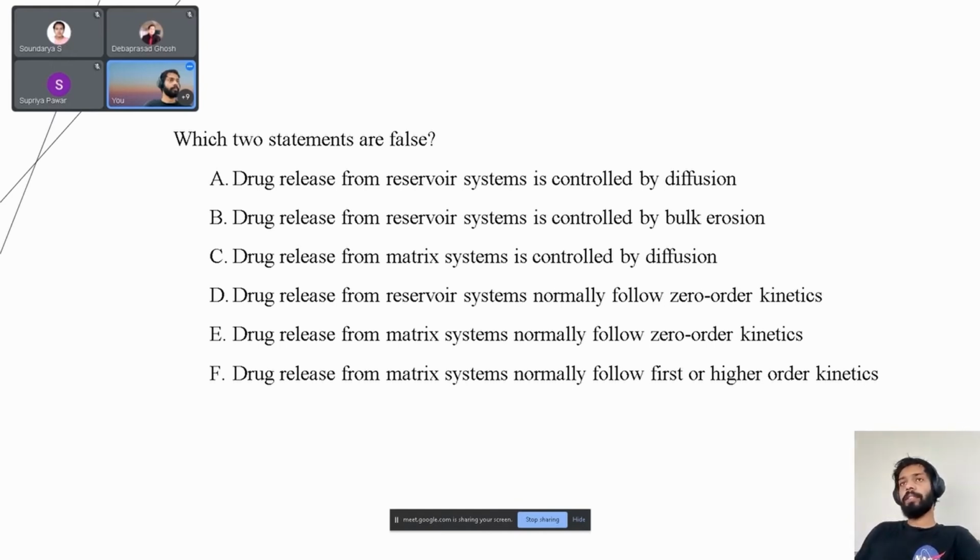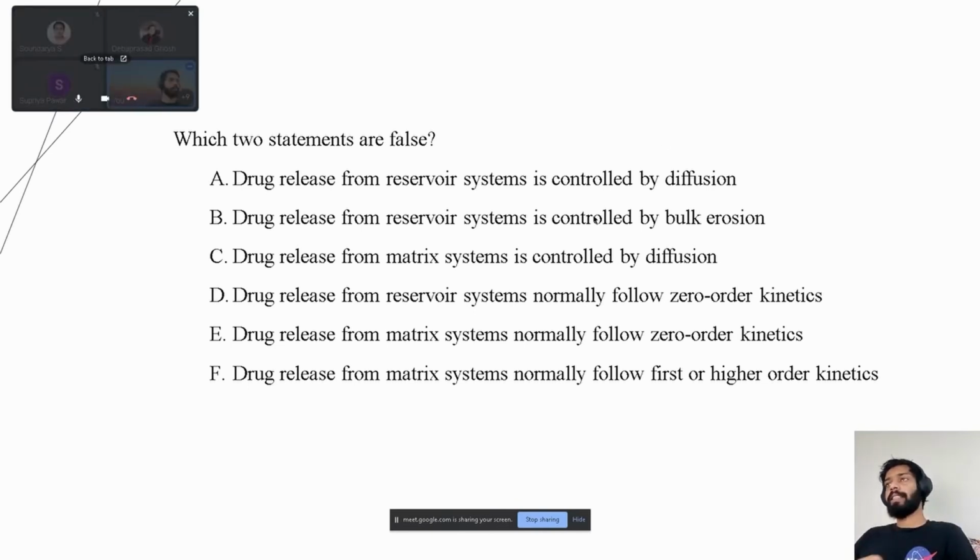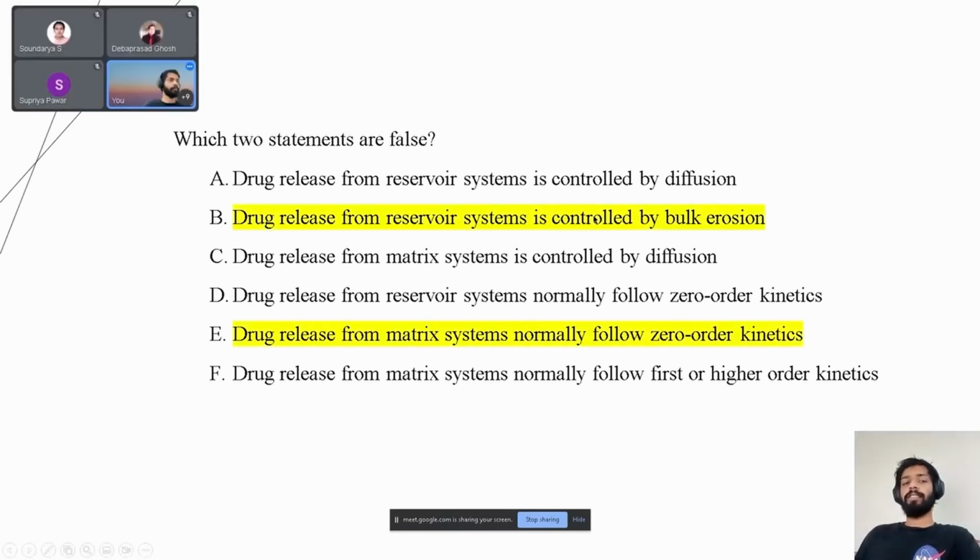Anyone else have any other thoughts? Let's see what the correct answers are. He's basically correct. Drug release from reservoir systems is usually controlled by diffusion and doesn't follow bulk erosion, and matrix systems do not normally follow zero order kinetics. They either follow first order kinetics or higher than first order kinetics, right?